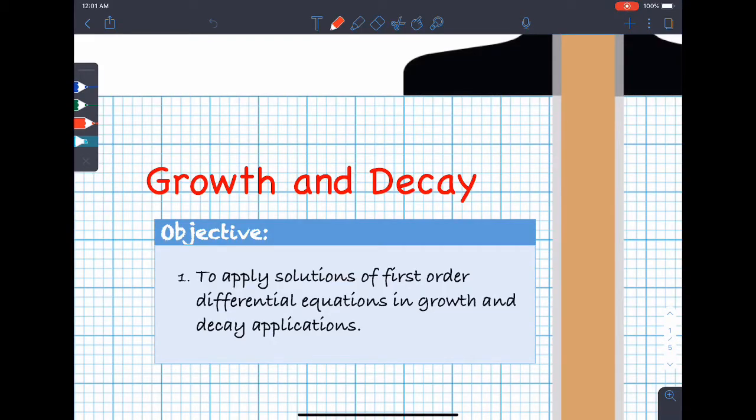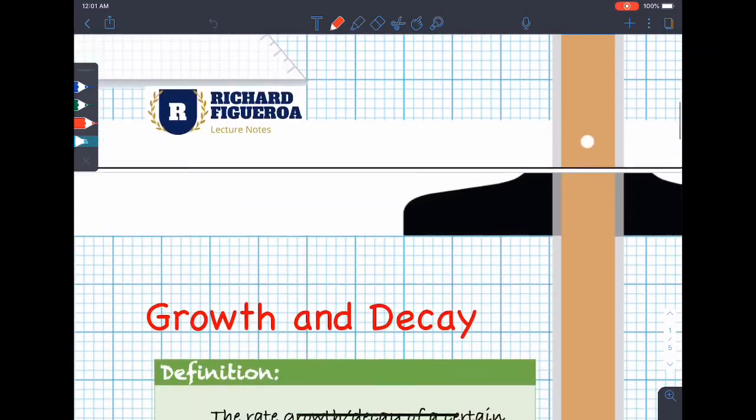Those are some of the examples pertaining to growth and decay, which involve a certain principle from the different methods of first order differential equations. Particularly, most of the time, growth and decay can be solved using separable equations. And how do we solve that?